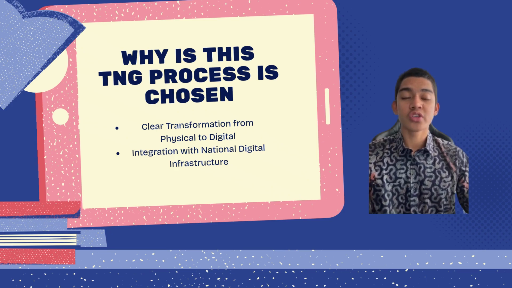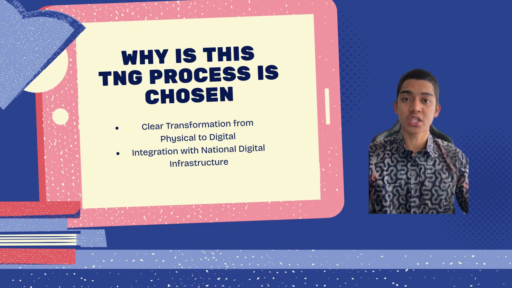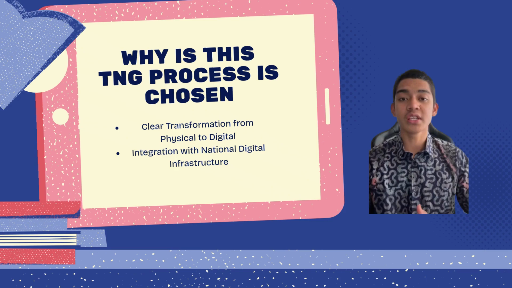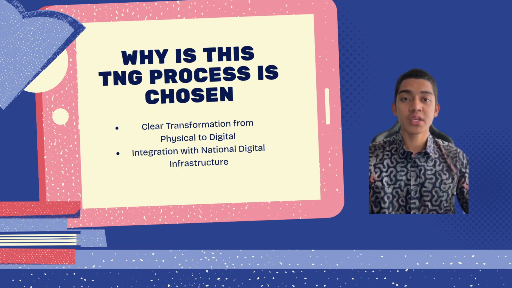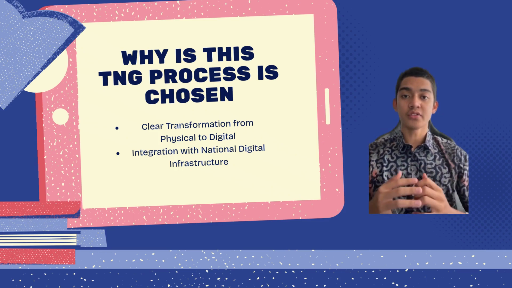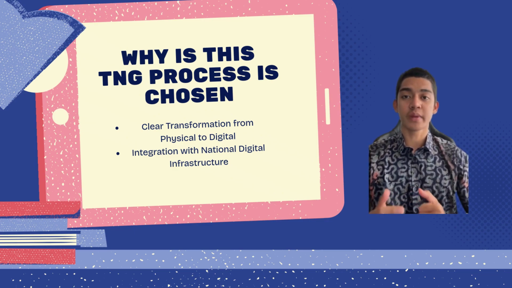Touch and Go originally started as a physical store value card mainly used for toll payment and public transportation. Over time, the company transformed this traditional system into a fully digital e-wallet platform. This transformation is clear and measurable, making Touch and Go an ideal example of a successful digital transformation rather than simple digitization.